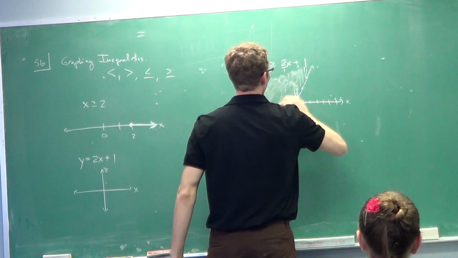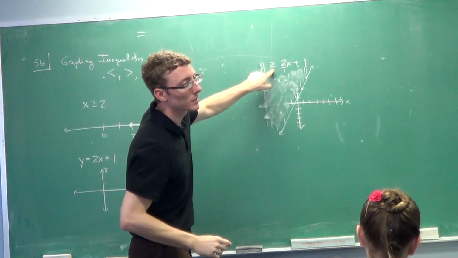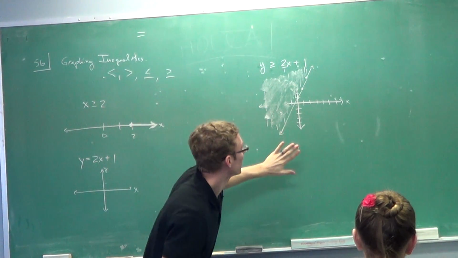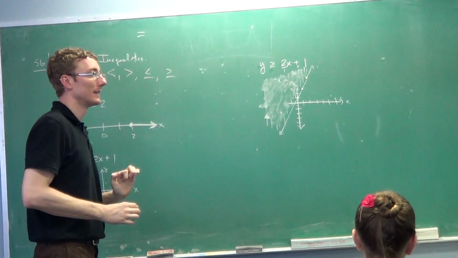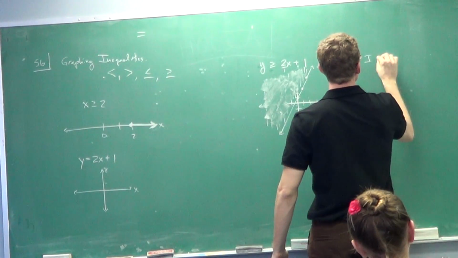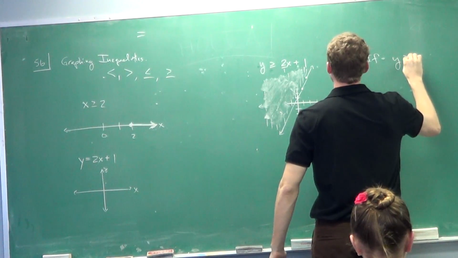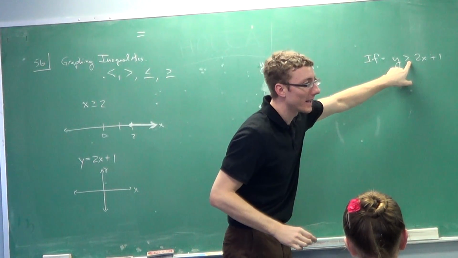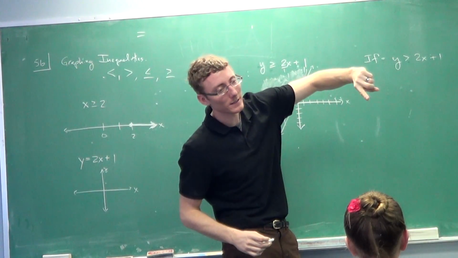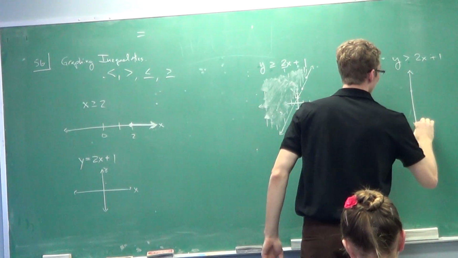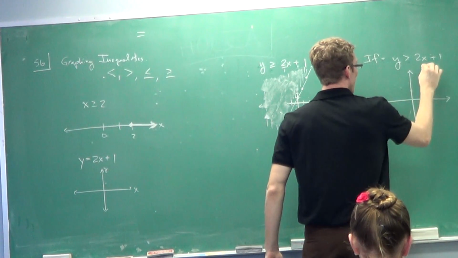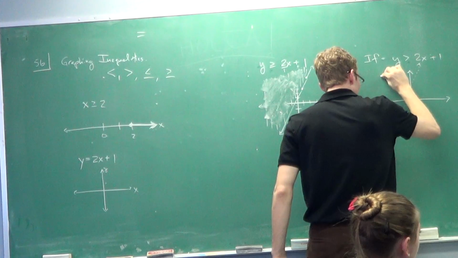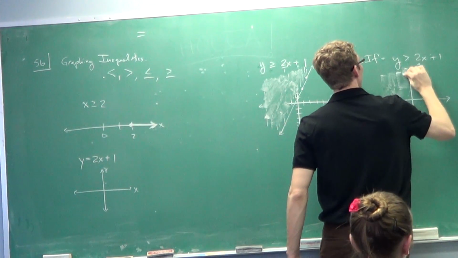Now notice, I was careful in saying equal to as well. We can be the line. We also can be everything above the line. If it was y is greater than 2x plus 1, we couldn't be the line, we could only be above the line. In that case, when we would graph, we would have to dash the line and then shade. What's above?